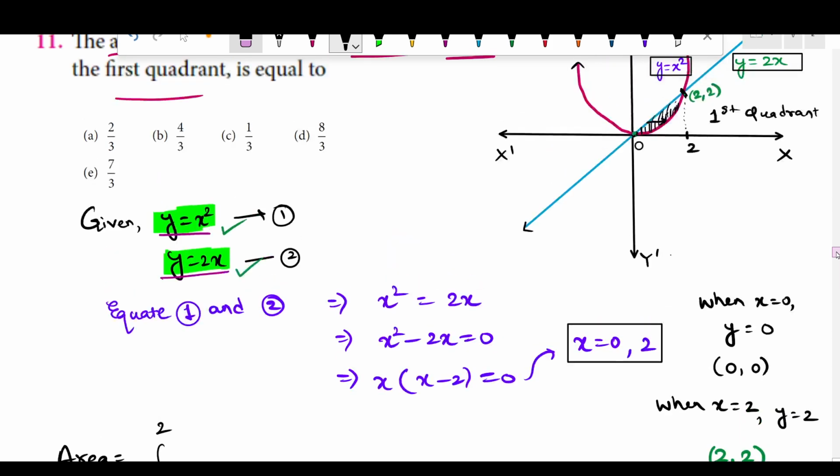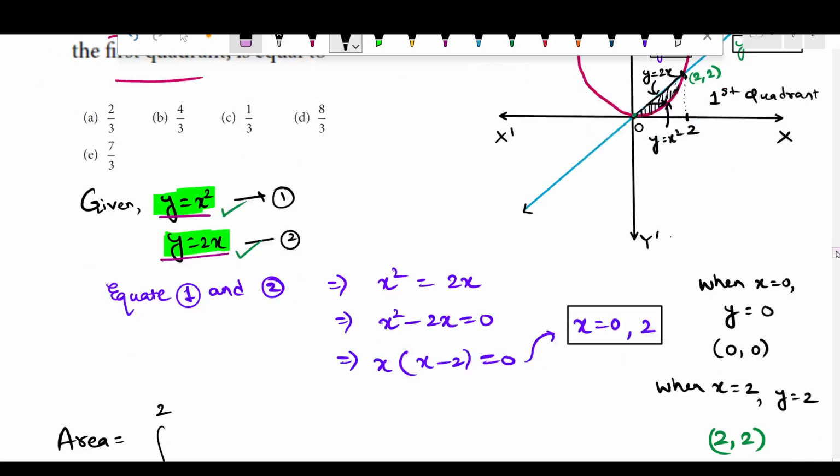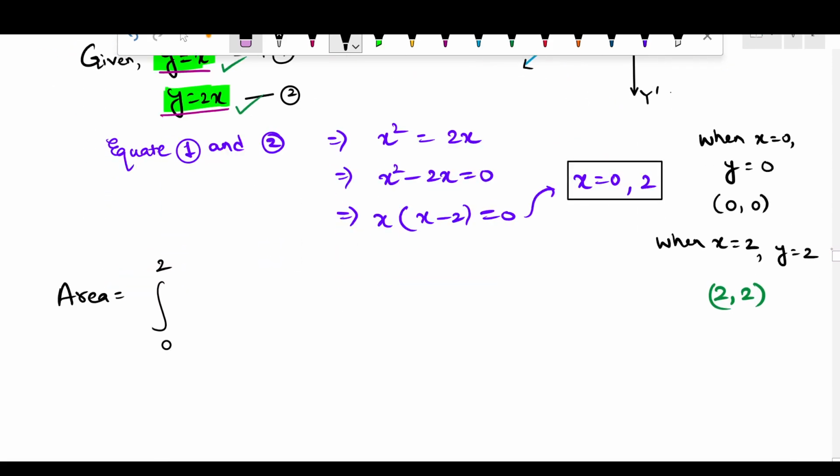See the first curve in the form of x. The first curve is this curve, right? y equals 2x is this. This is y equals 2x and this is y equals x square, right? So the upper curve minus lower curve. This will be 2x minus x square dx, right? Now next we need to just integrate it and find our solution.